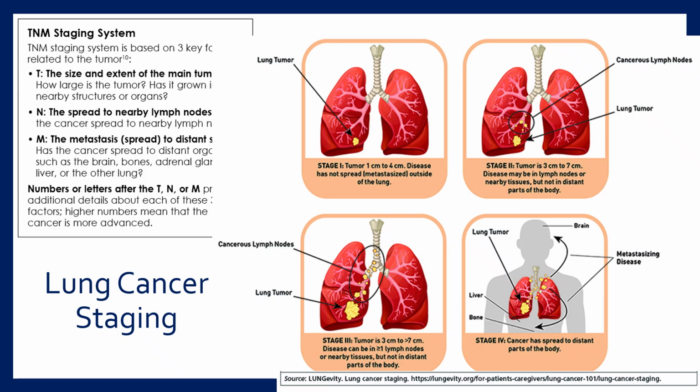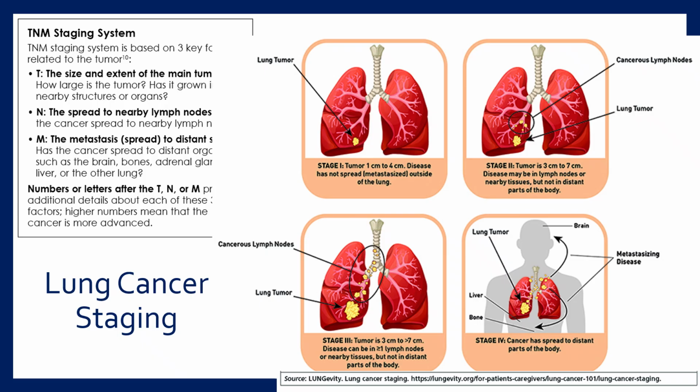And then we have N for nodes. The N category focuses on lymph node involvement. This is critical in lung cancer because the lungs are packed with peribronchial lymph nodes, hilar lymph nodes, and mediastinal lymph nodes. Once tumor cells enter lymphatic channels, the disease becomes much harder to control. So N staging tells us, has the cancer spread to lymph nodes? And if so, which ones? Nodes closer to the lung carry a better prognosis than nodes deeper in the mediastinum or on the opposite side of the chest. And then M stands for metastasis.